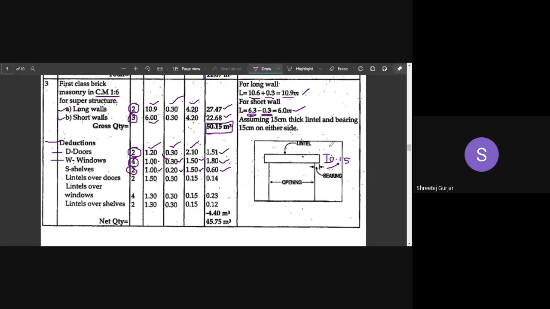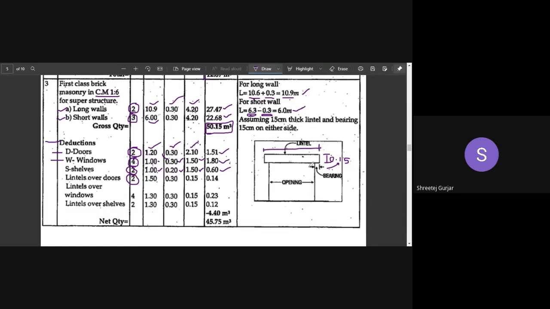Okay, so coming to lintels over doors. I can see that the number of doors is 2. So 2 number of doors, and you can see the length. You have to calculate this length. This is the length of my lintel.